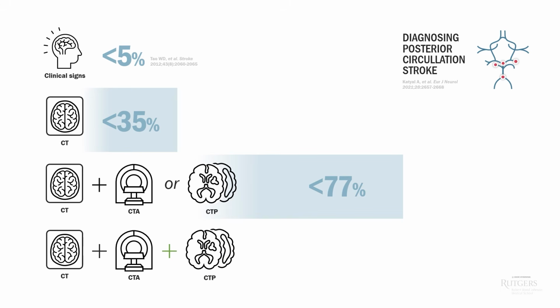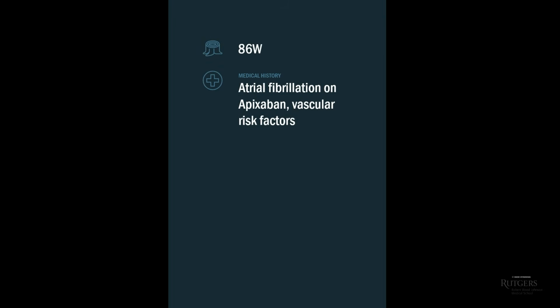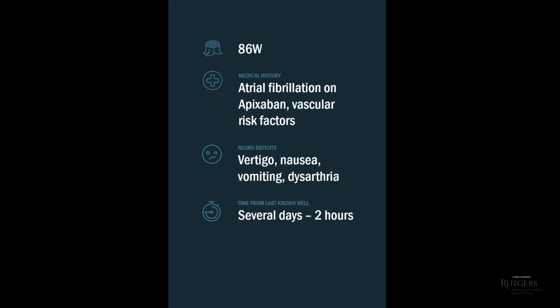A combination of CT, CTA, and CTP can help diagnose 9 out of 10 patients with posterior circulation stroke. Well, now we're talking! Consider this case. 86-year-old woman with atrial fibrillation and apixaban, as well as other vascular risk factors, who developed new vertigo, nausea, vomiting, and dysarthria, largely nonspecific symptoms. Reportedly, she felt unwell for several days, but symptoms worsened within the past 2 hours.